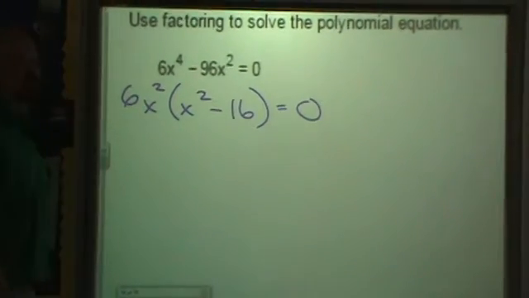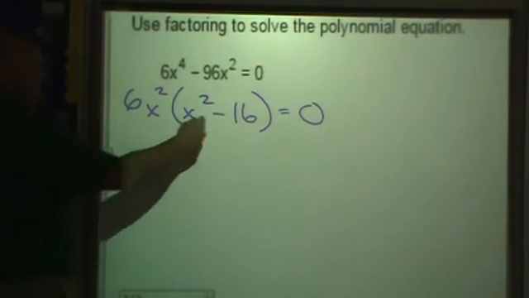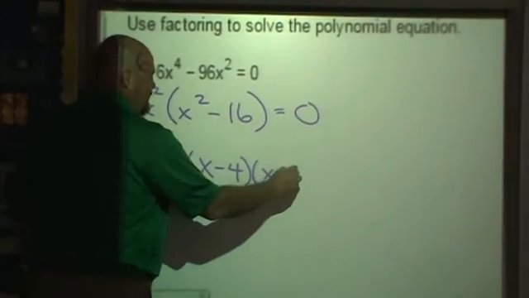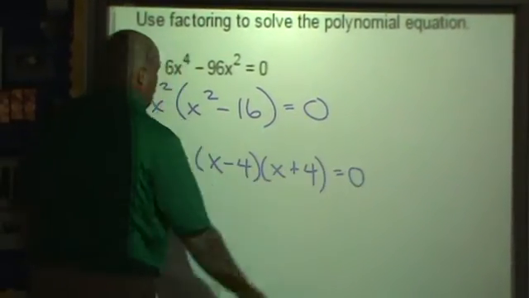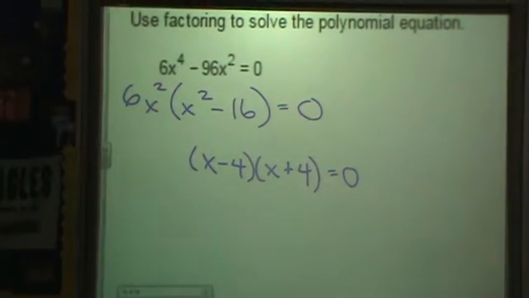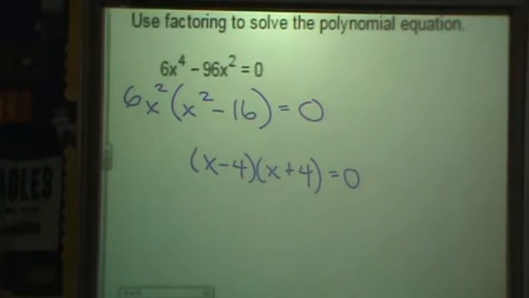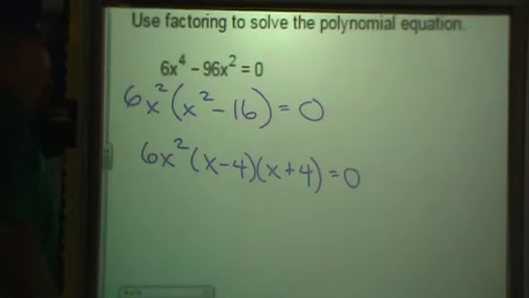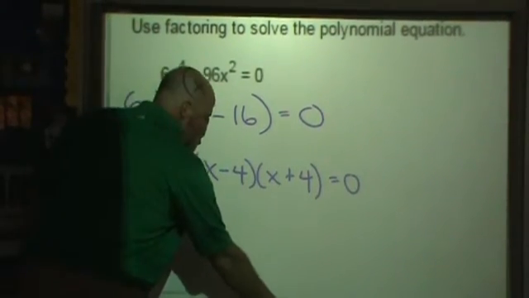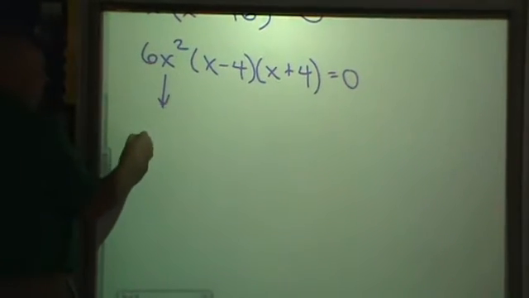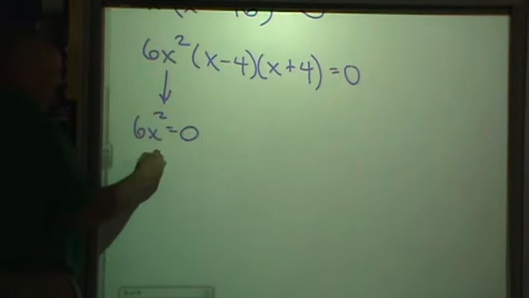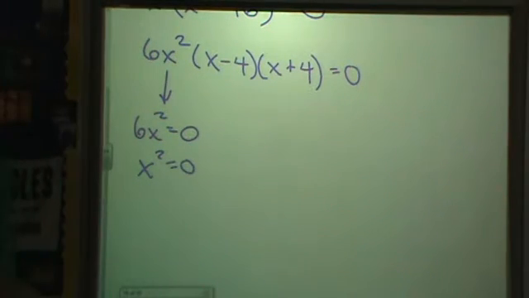Now it's a little bit easier to see, right? We have the difference of squares, which factors into conjugates. Now what do we do with this 6x squared? We don't technically have to do anything. That's one of these factors, right? So the zeros that I get from here are 6x squared equals 0, divide by 6, x squared equals 0.